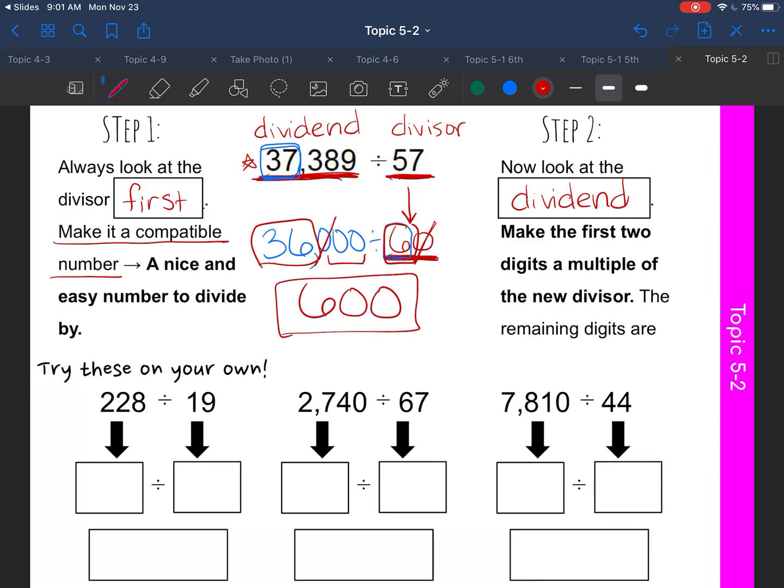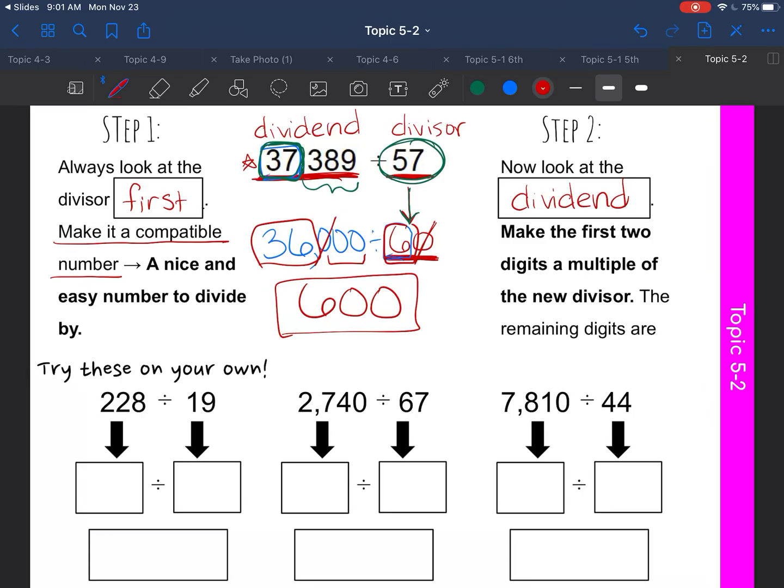So again, follow these steps. Look at the divisor first. Change it to a nice, easy, compatible number, or round it if you want to. And then look at the first 2 digits of the dividend and change those, and all the other numbers just become zeros. So let's try these out. Let's look at this first one.